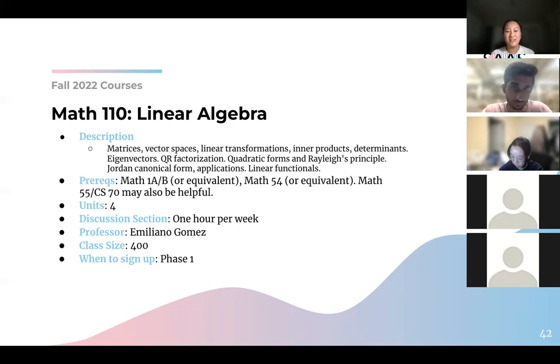It's a 4-unit class and it's a 1-hour discussion per week. The professor this upcoming term is Gomez, and the class size is 400, which is quite big. But again, maybe consider signing up in phase 1, because a lot of majors do require 110, or they'll have 110 in a list of options of something that they require, including COE and natural sciences. So if you are really hankering to take 110, maybe phase 1 to be safe.